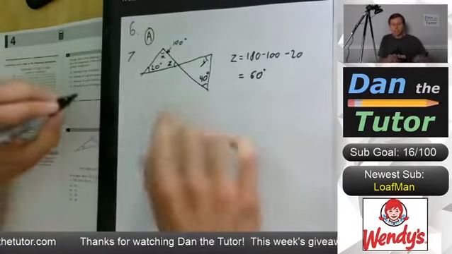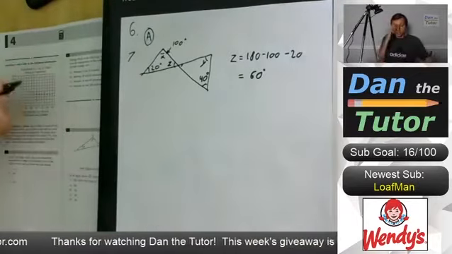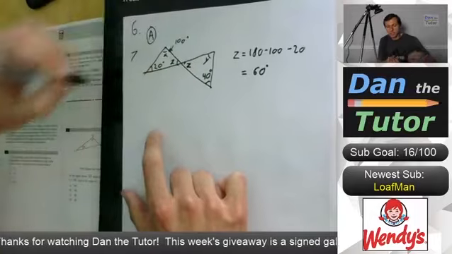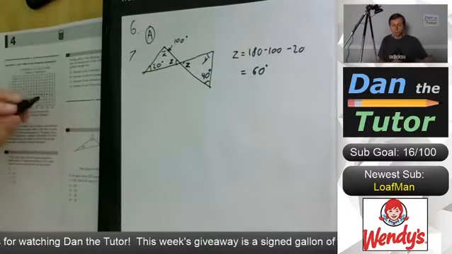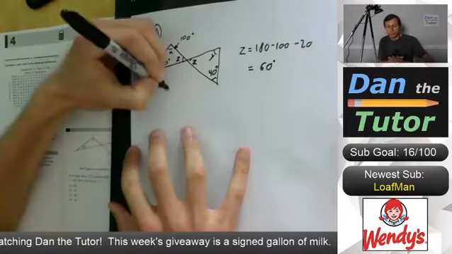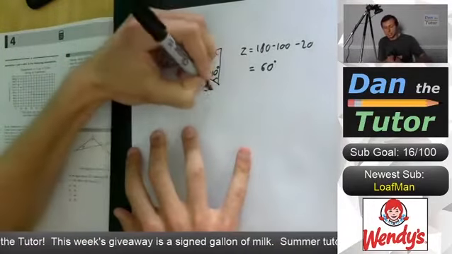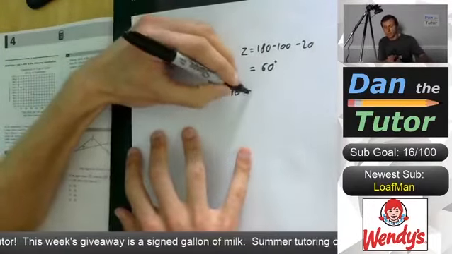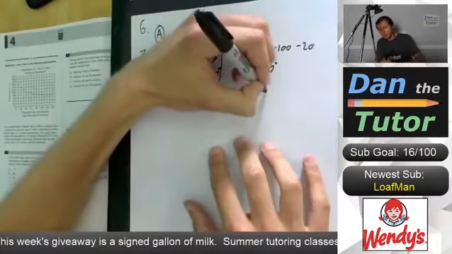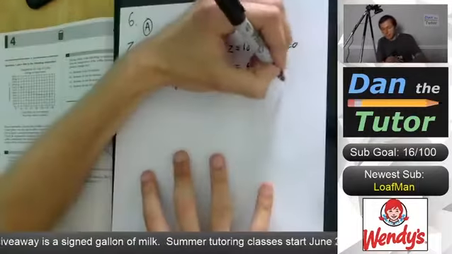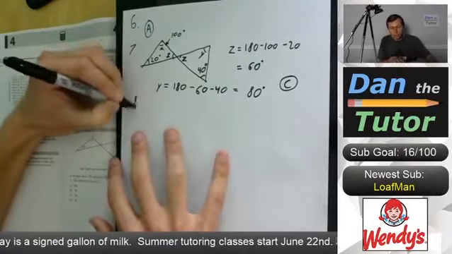And the cool thing about that is since these are called vertical angles, since they intersect each other at the lines, then we know that this angle is also going to be z. Z is equal to 60 degrees there as well. And so then we can find y, because y is 180 degrees minus 60 degrees minus 40 degrees. And for that, that's 100. So it's going to be 80 degrees for y. Answer choice C.